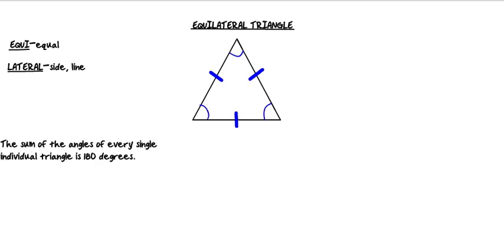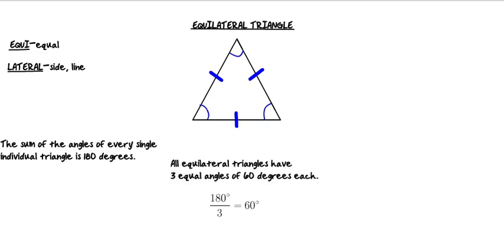Now the sum of the angles of every single triangle is 180 degrees. And since our sides are equal, that means our angles are equal as well. And the three equal angles equal 60 degrees each, because 180 degrees divided by 3 is 60.